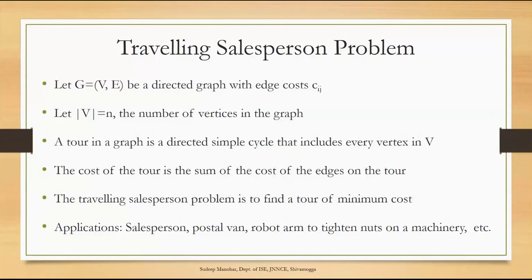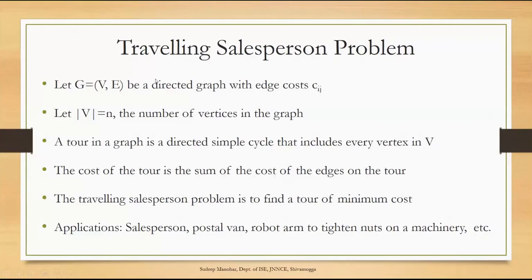So cost may be in terms of the distance, or in terms of the money he has spent in traveling, so that the entire traveling cost becomes a minimum for the salesperson. For that purpose, we use the traveling salesperson problem. Okay, so we'll consider a graph G = (V, E), a directed graph. We are considering a directed graph.